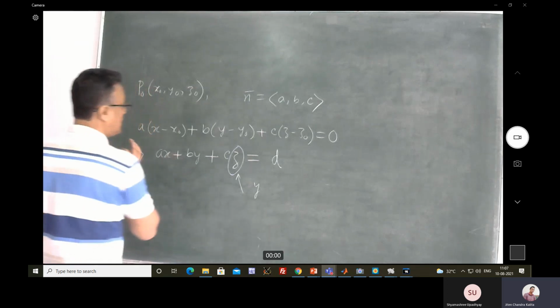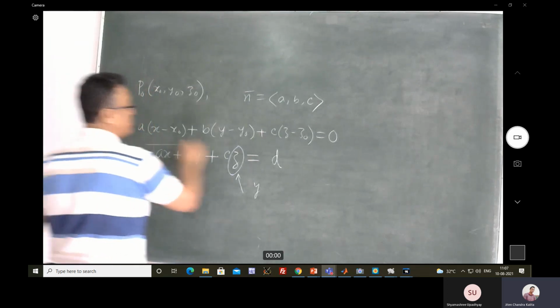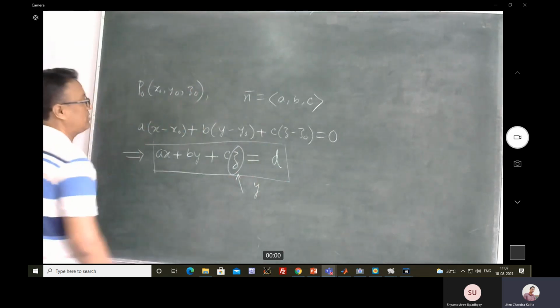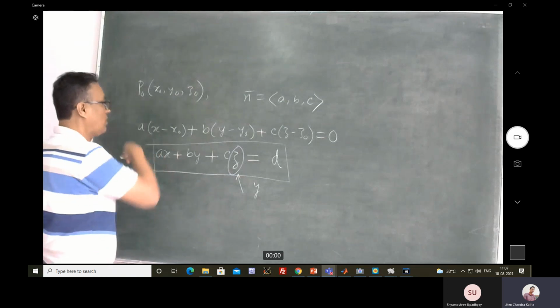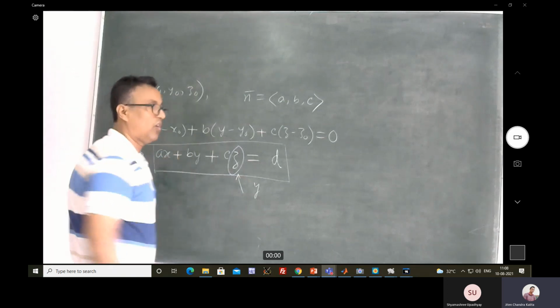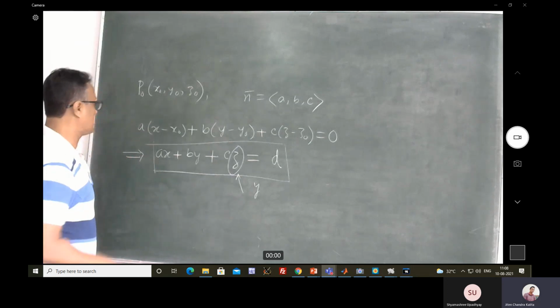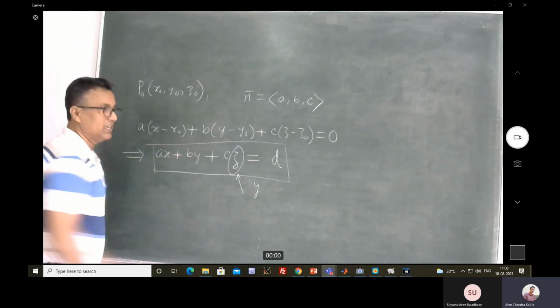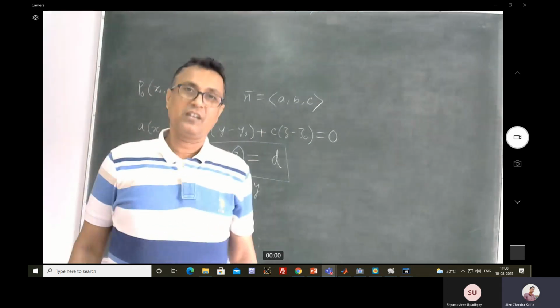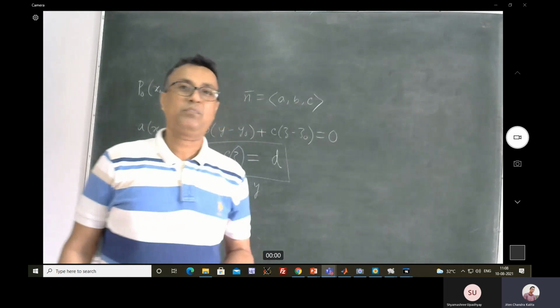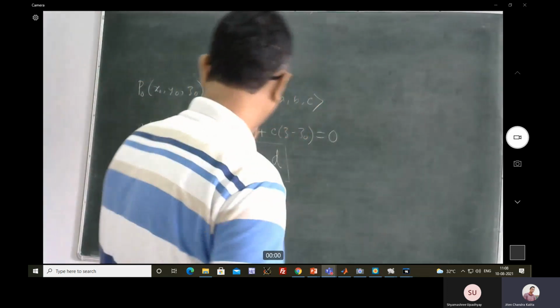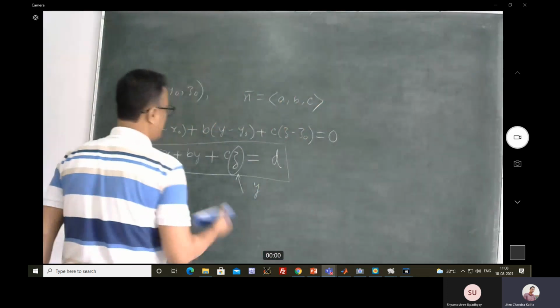What I mean to say is that whenever you see the equation of a plane in this form, you should immediately be able to recognize that A, B, and C are nothing but the components of the normal to that plane. Okay, fine. So this was the correction I wanted to make.